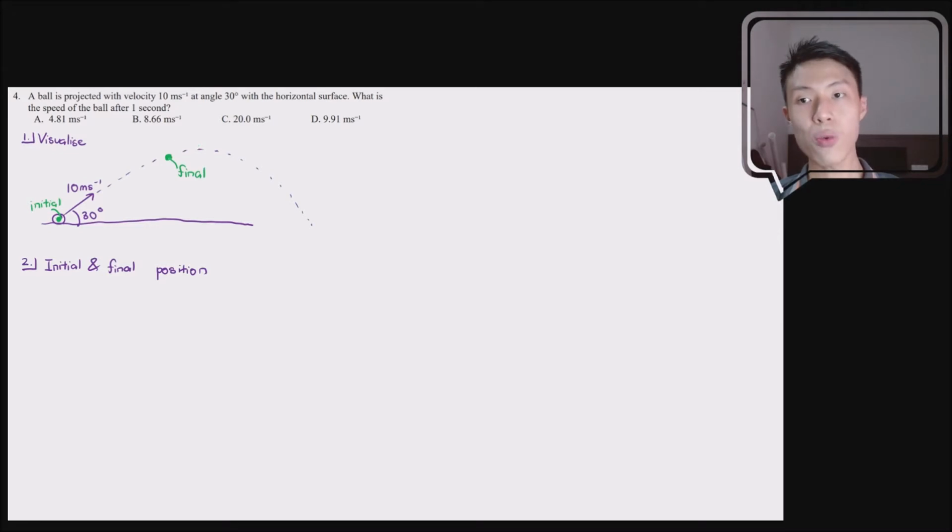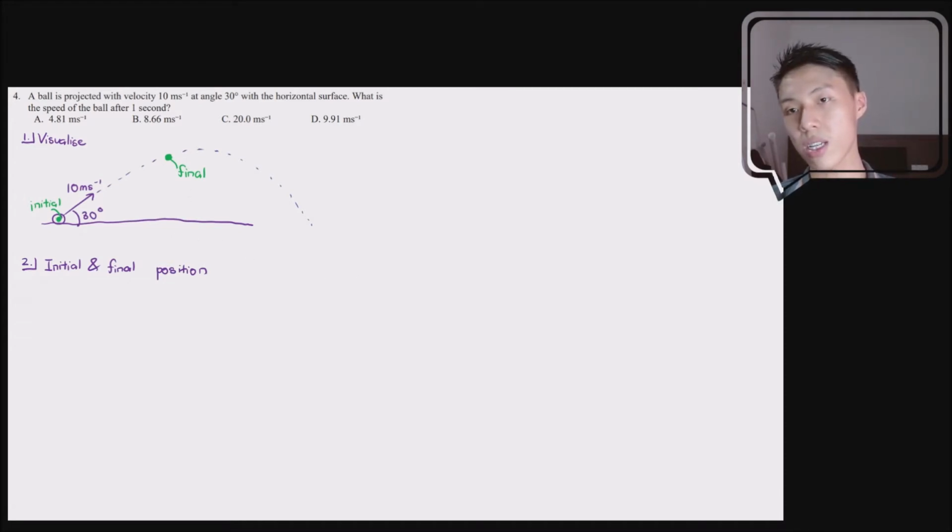Okay, we don't know whether it has passed through the maximum height already. We don't know if it's at the first portion of the rising part or the falling portion. So you just pick a point. Later it will correct itself based on the value of velocity that we obtain. Okay, so this is initial and final.